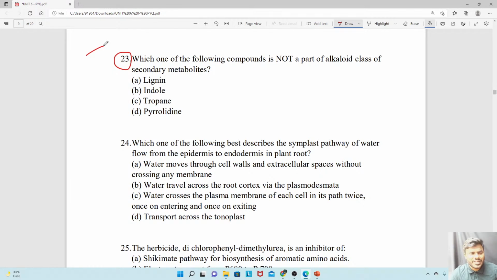Deepika, no sorry, dear. Why say sorry? That's cool. No sorries. I'm just saying you got confused between pentose and hexose. That's all. Yes, question number 23.